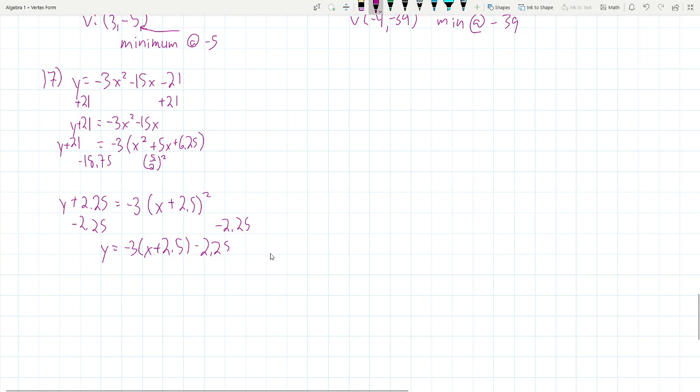This negative tells me that it opens down, so that means I have a maximum at my vertex, I guess I should tell you that, is negative 2.5, negative 2.25. So my maximum is at negative 2.25.